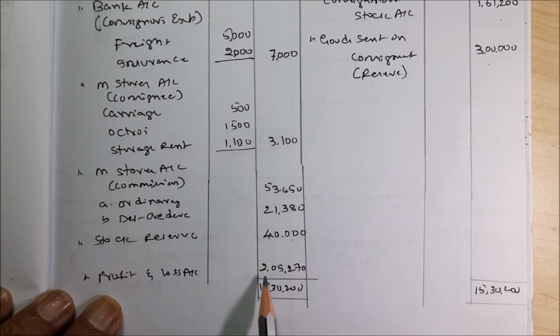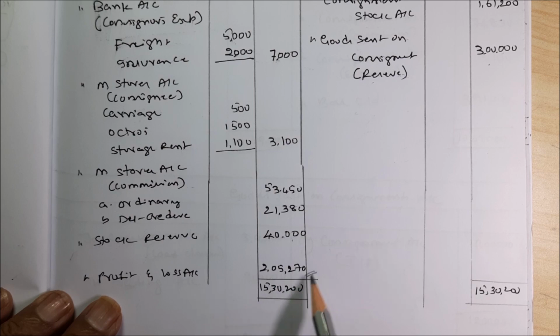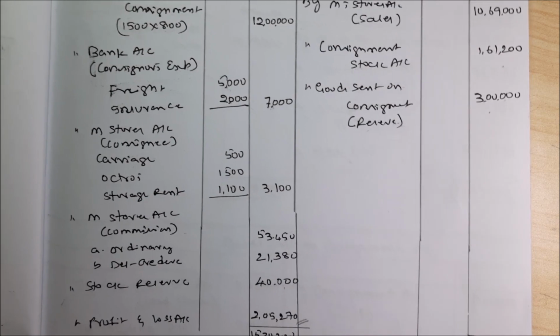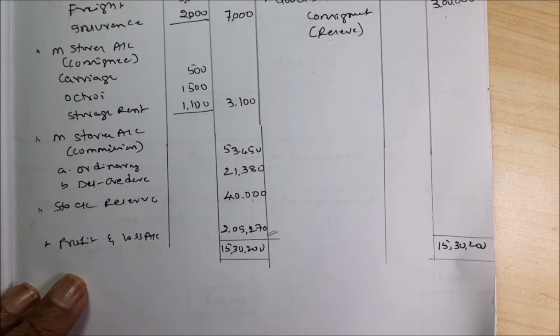What is the profit or loss from the consignment? It is 2,05,270.